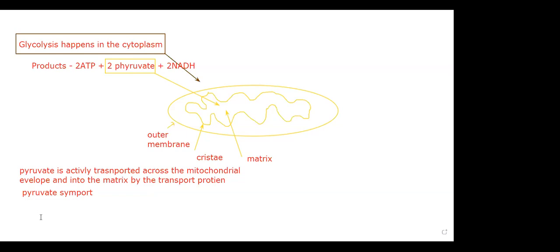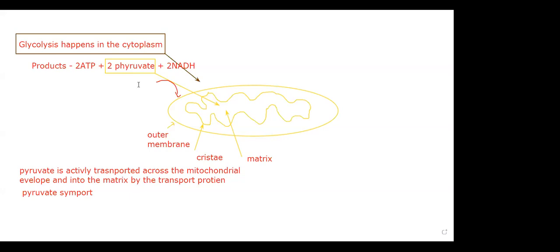So pyruvate symporter is the enzyme. It's a type of protein. It's kind of a channel protein that uses energy to allow these pyruvate to transfer to the matrix. You have to give an entrance fee. What is that entrance fee? You have to spend 2 ATPs. When the pyruvate wants to enter the matrix, they have to waste 2 ATP.